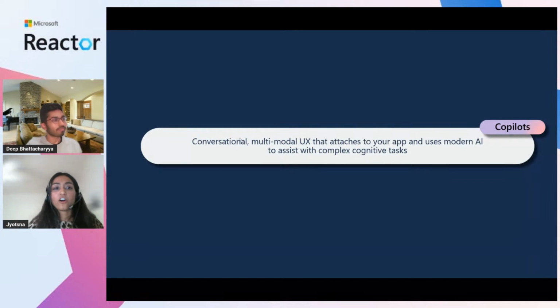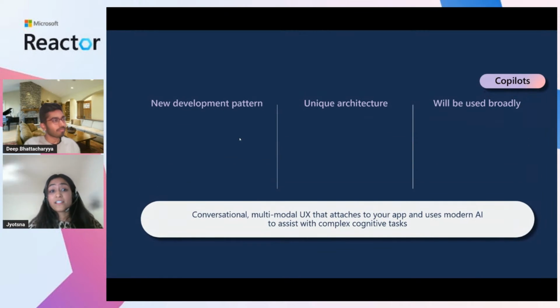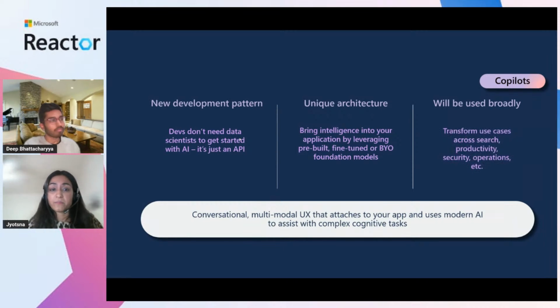So on this slide, let's continue talking about a more technical and formal discussion of Copilot. So it's essentially a conversational multimodal UX that attaches to your app and uses modern AI to assist with complex cognitive tasks. But what sets this apart is its innovative development plan. So essentially, developers don't need to be AI whizzes to get started. It's as easy as integrating your API in the app. Through its unique architecture, you can customize the Copilot to fit your app perfectly. Whether you want to use pre-made models, tweak them a bit, or even bring in your own, the choice is simply yours.